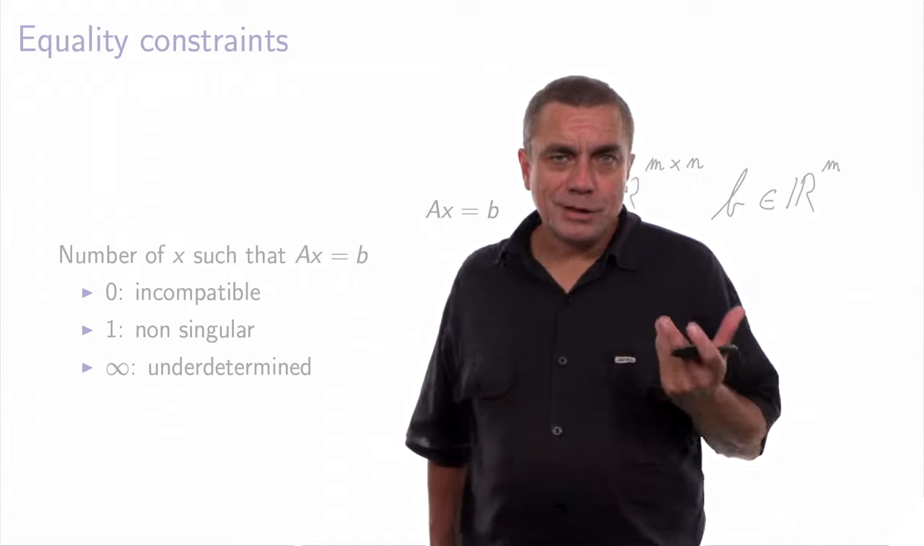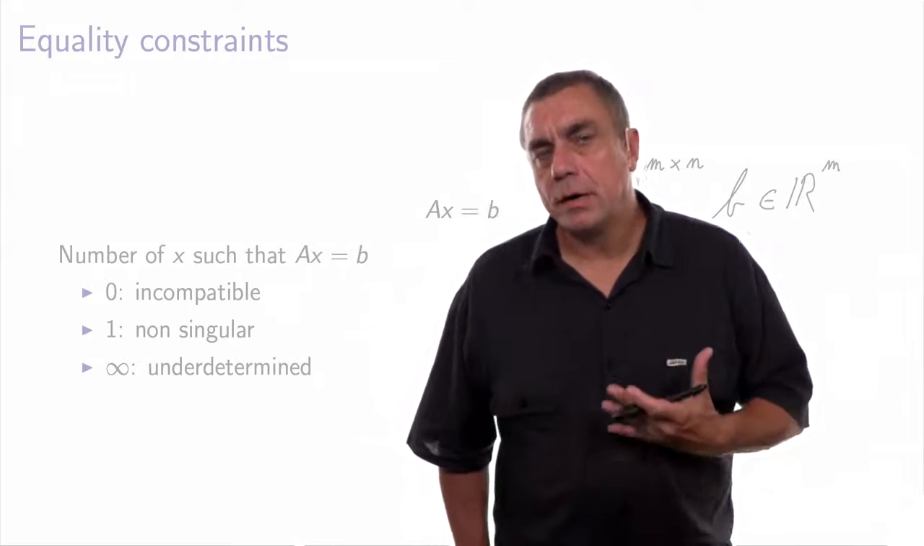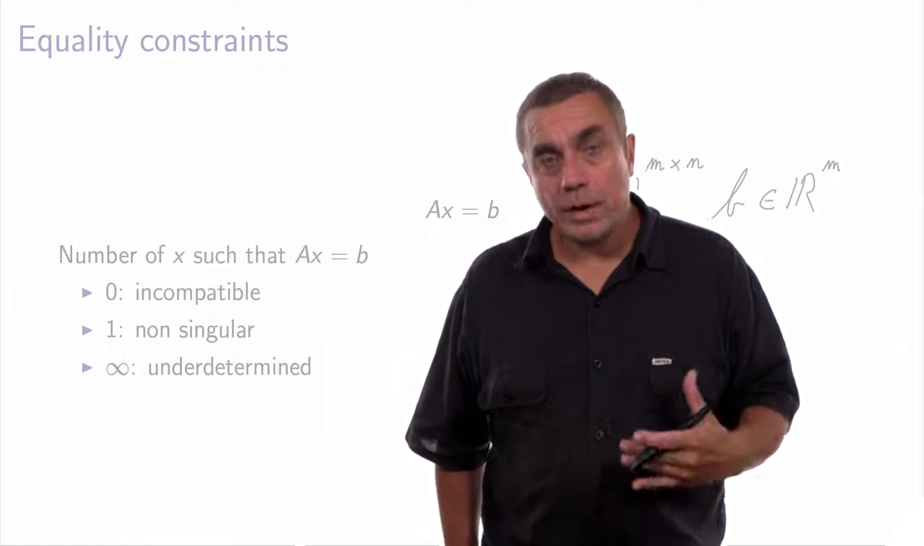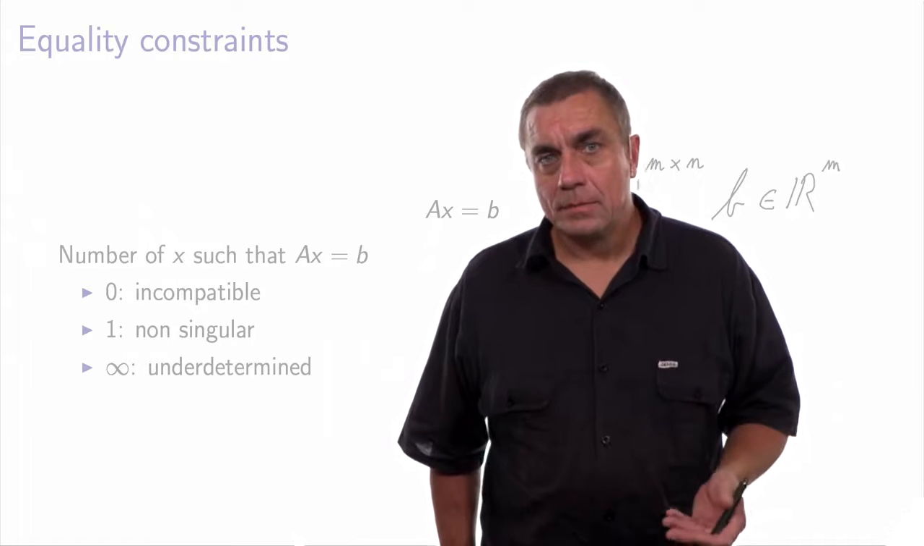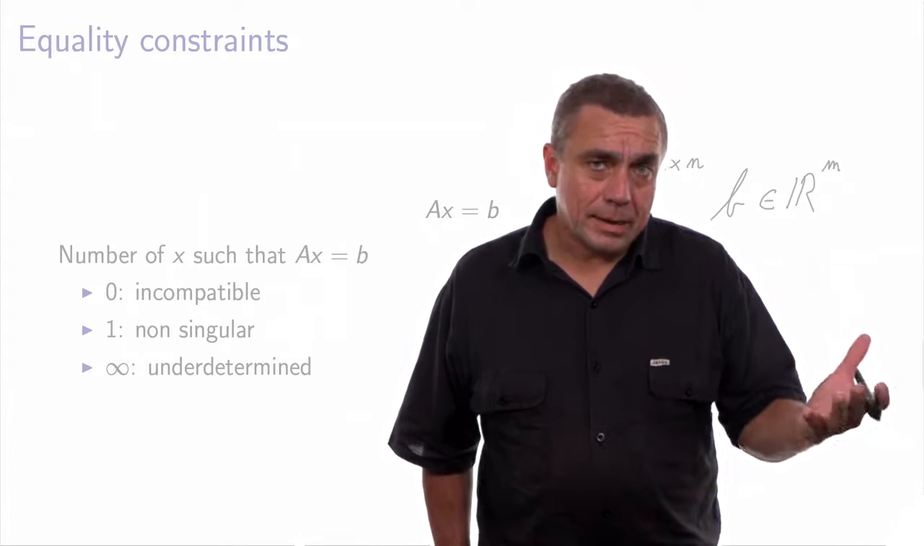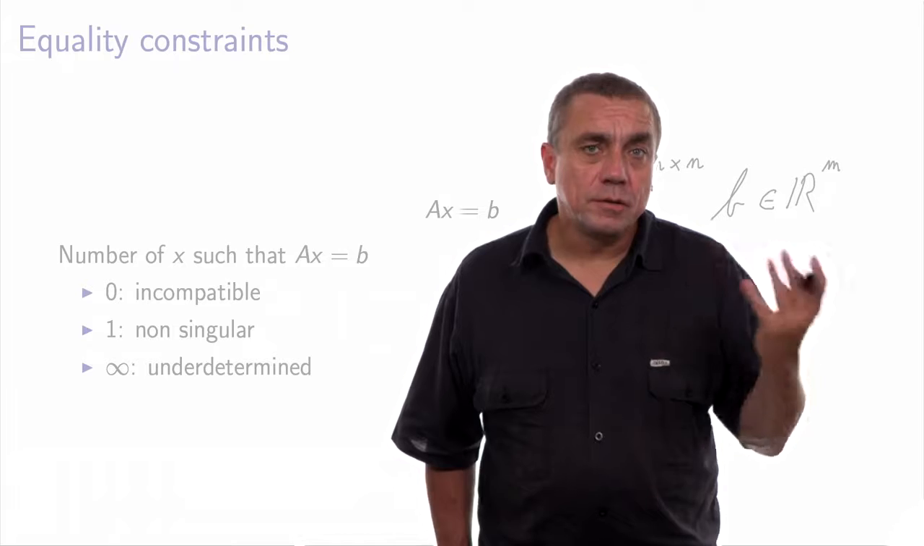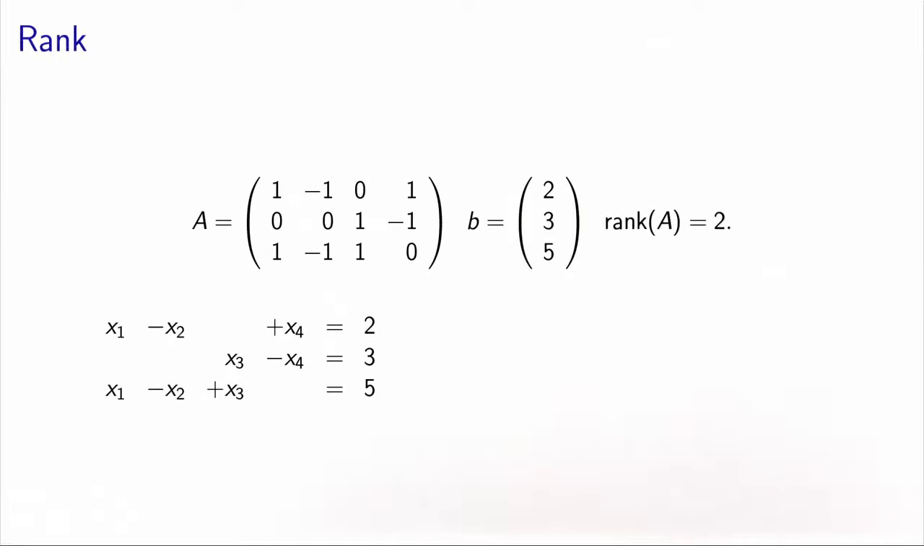So basically, in the context of optimization, the only case where the problem is actually interesting is when this system Ax equals b has an infinite number of solutions. Now let's look at a concrete system of equations and let's analyze the rank of the associated matrix. Here we have 3 constraints and 4 variables.